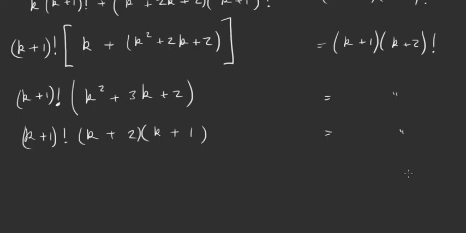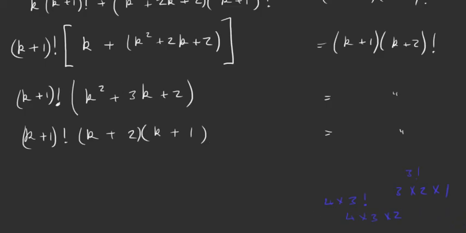Now, if you just think about what a factorial means, say for example, if you have 3 factorial, that's just 3 times 2 times 1. Now, if you have 4 times 3 factorial, if you think about what that means, 3 factorial is 3 times 2 times 1. If you multiply 3 factorial by 4, that's just the same as writing 4 times 3 times 2 times 1. That's really just 4 factorial.